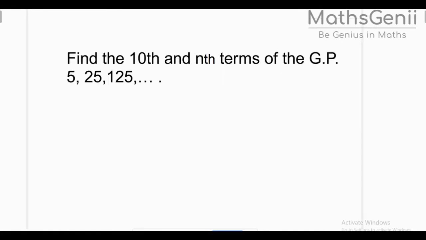Okay, let's start with a simple one. This is in GP. How do I know this is in GP? The ratio. So 25 upon 5 will give me 5.